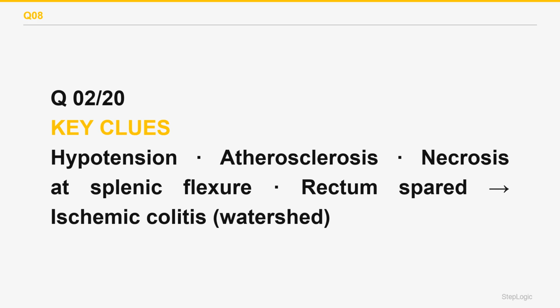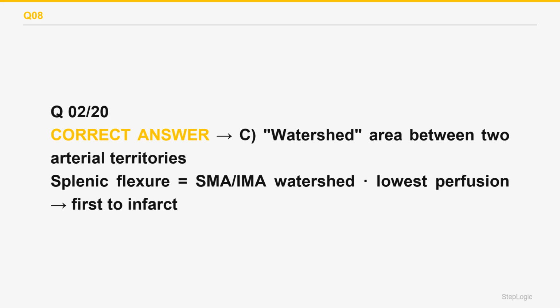Watershed areas sit at the very ends of both arterial supplies, where perfusion pressure is lowest. During an episode of low flow, hypotension, shock, or atherosclerotic narrowing, these border zones are the first to become ischemic, which is why ischemic colitis classically localizes to the splenic flexure and the rectosigmoid junction. The correct answer is C.